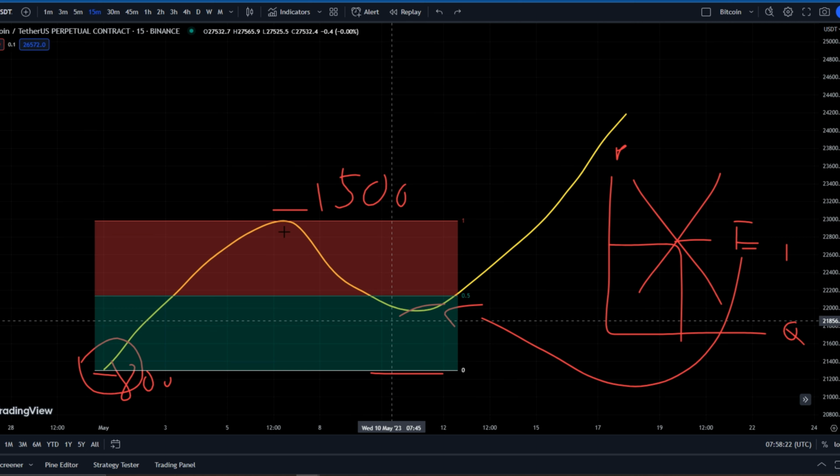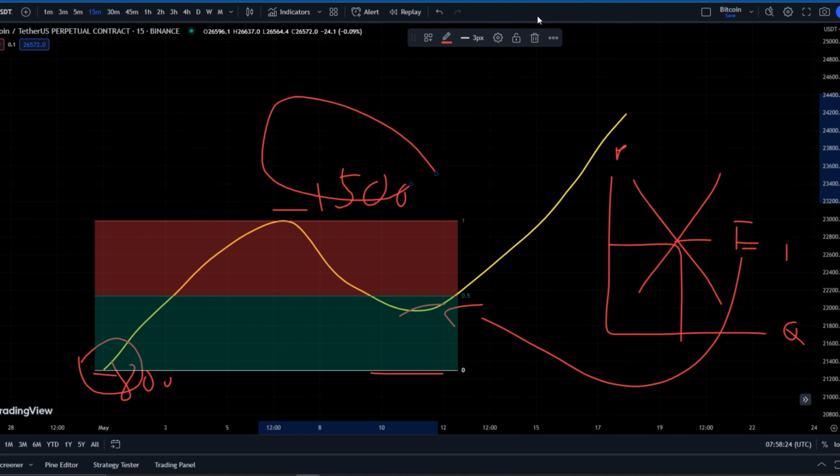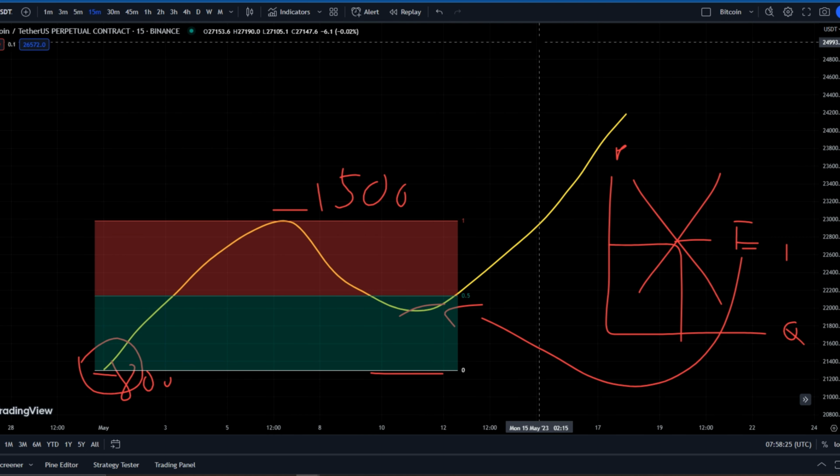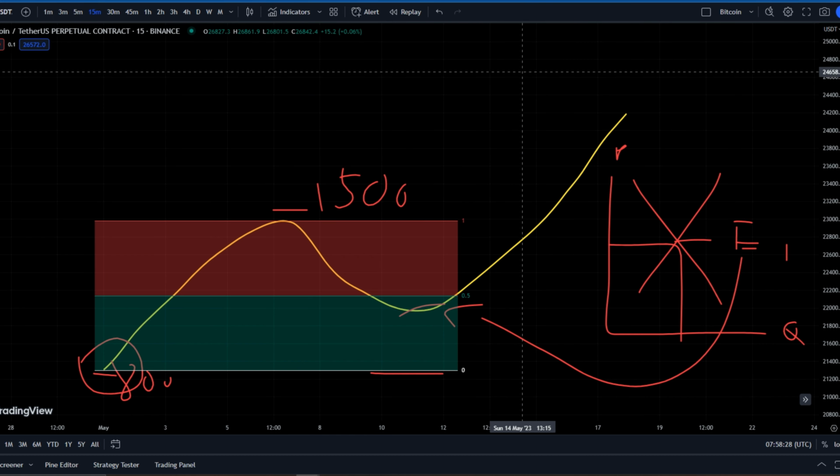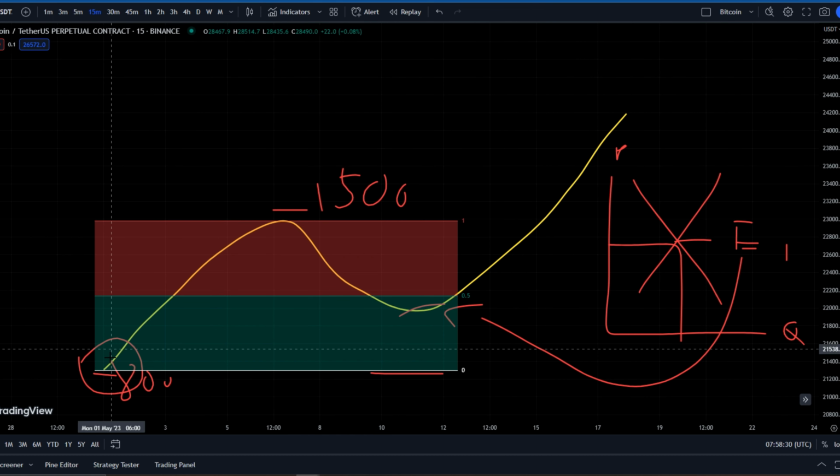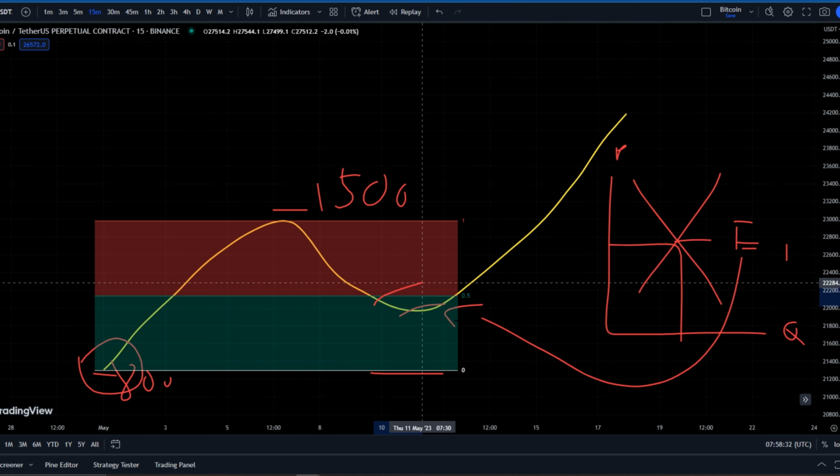Ask yourself, where would you want to long it? Would you want to long it at the top? If you want to long it at the top, that means you're being influenced by FOMO, and that's how it is. Okay, and I want you to enter here, at equilibrium.